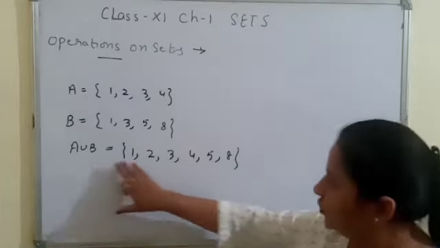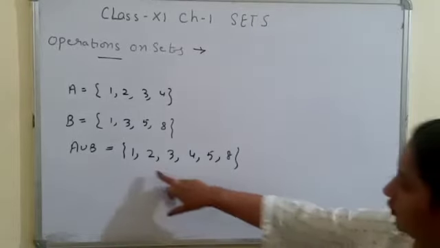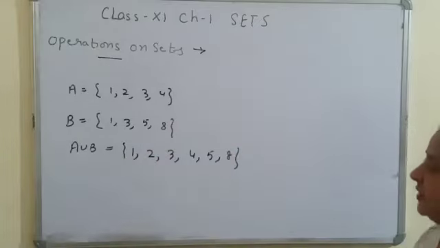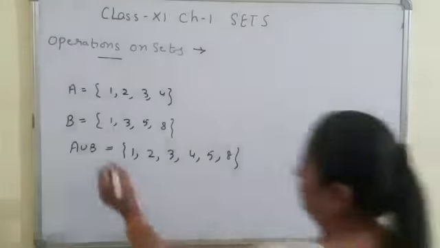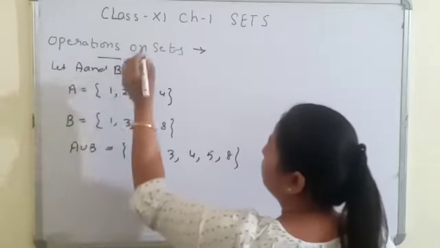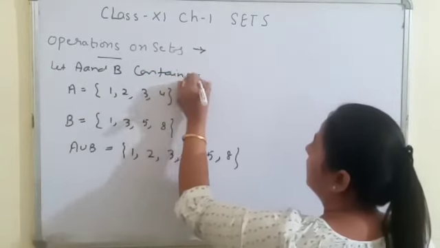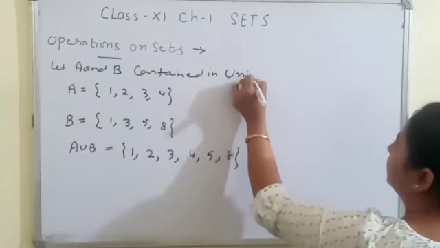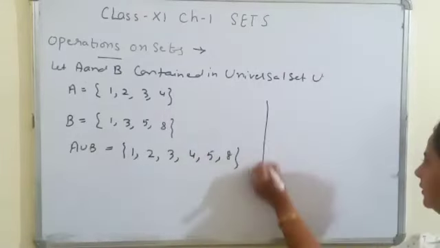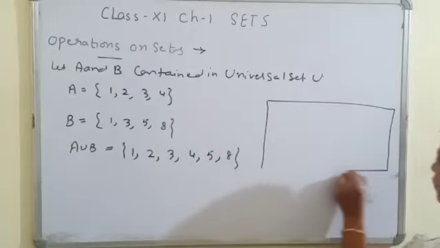You can check here: A union B is the set of elements that belong to either set A or set B. Let's see how we can show this union by a Venn diagram. Suppose A and B are any two sets contained in the universal set U.